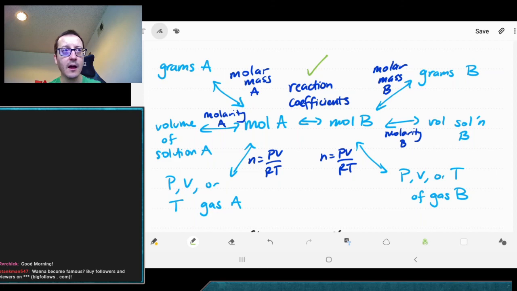So you can take a look at that. If you feel brave, you can go ahead and start the stoichiometry homework. Definitely does not hurt to do that. It's always good to practice. So I would definitely suggest getting on those.